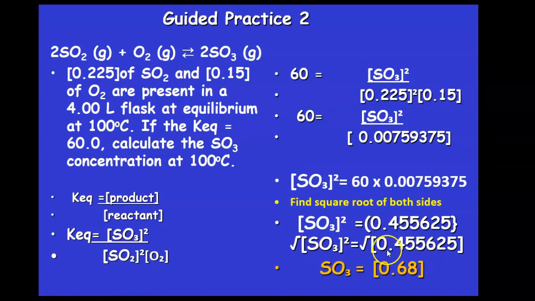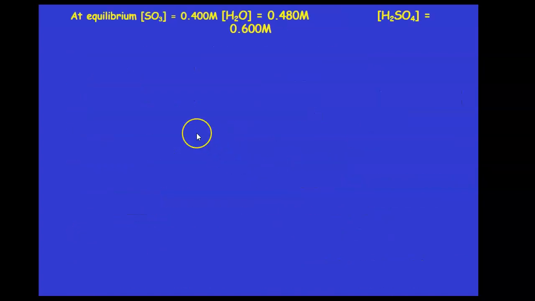So the square root of 0.455625 would be 0.68. All right, any question, let me know, send me email, so you can take your time, go over this one by one before you take the ticket at the door.